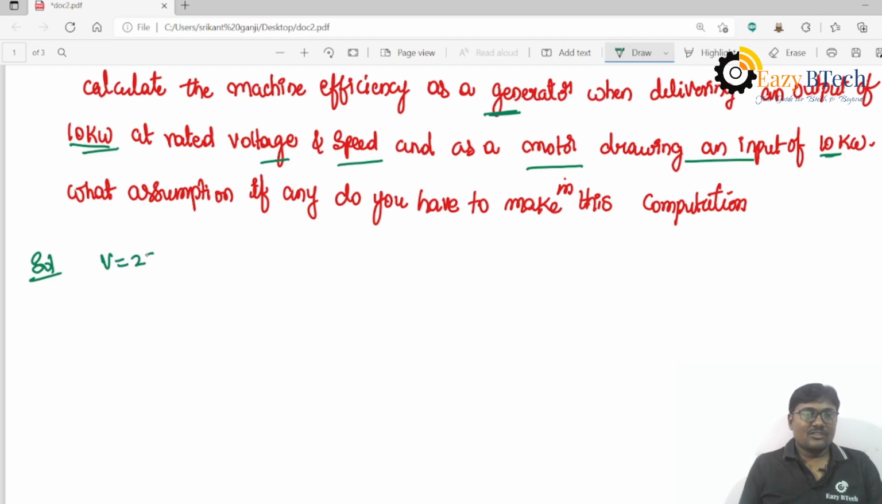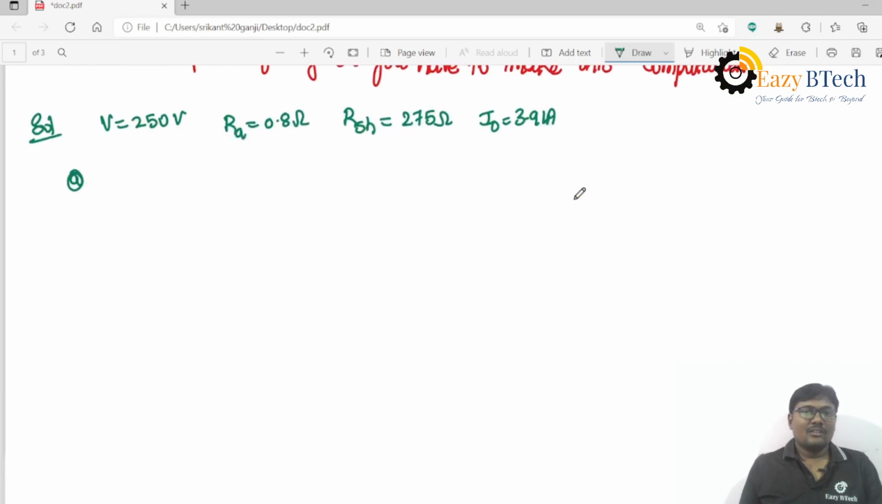Our supply voltage is 250 volts, the armature resistance is 0.8 ohms, the shunt field resistance is 275 ohms, and I0 is 3.91 amperes. So ISH is equal to V divided by RSH, that is 250 divided by 275, which is equal to 0.909 amperes.